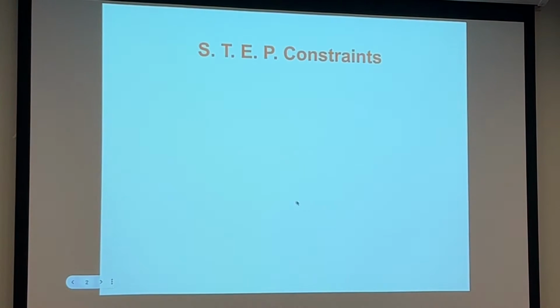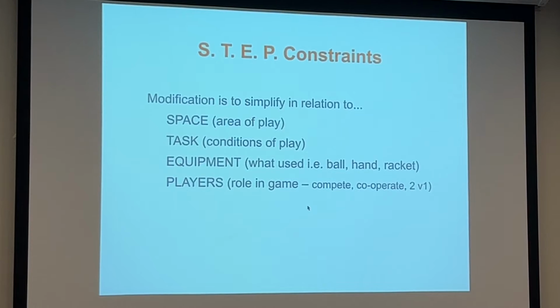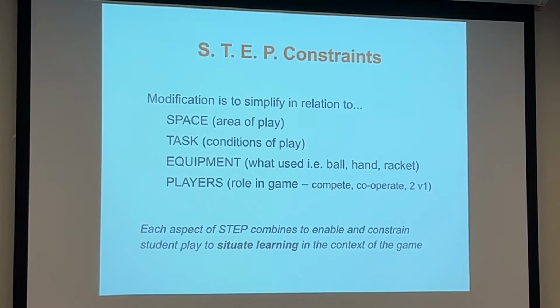Anyway, so the idea of constraints is how you as a teacher manipulate space, conditions of task, equipment, and players, the role, right, to create a better learning experience for the student in relation to the game you want to play. So you end up making a representational game that's a miniature version of the big game. And so the idea is you get them into a situation where they're playing the game using the rules, but they may not be using the right equipment that adults use.